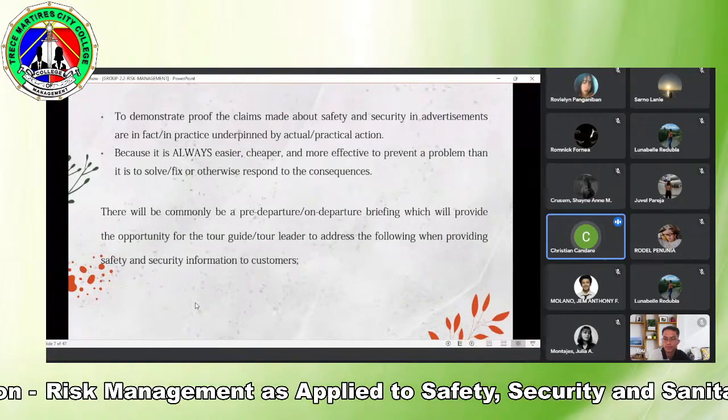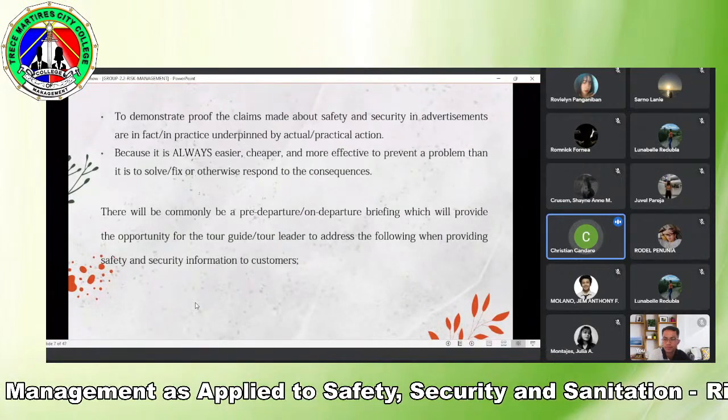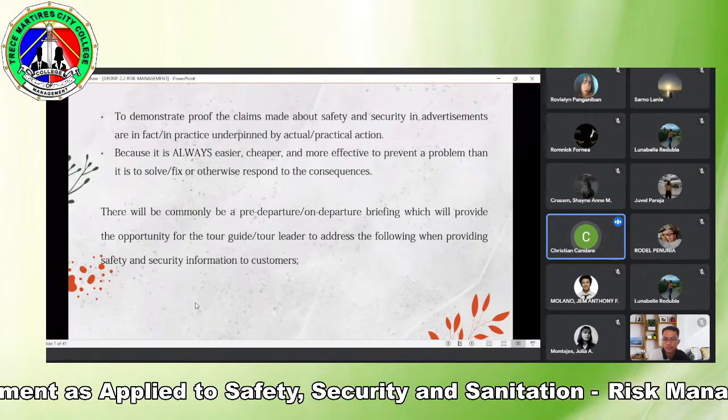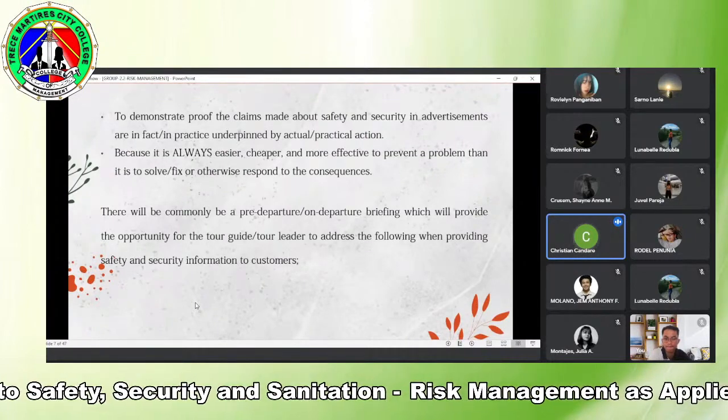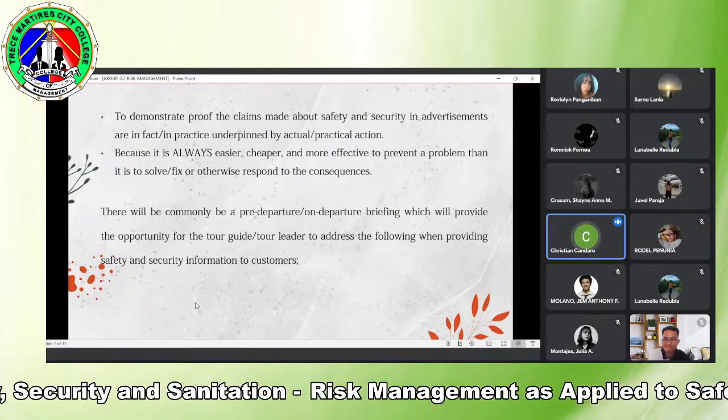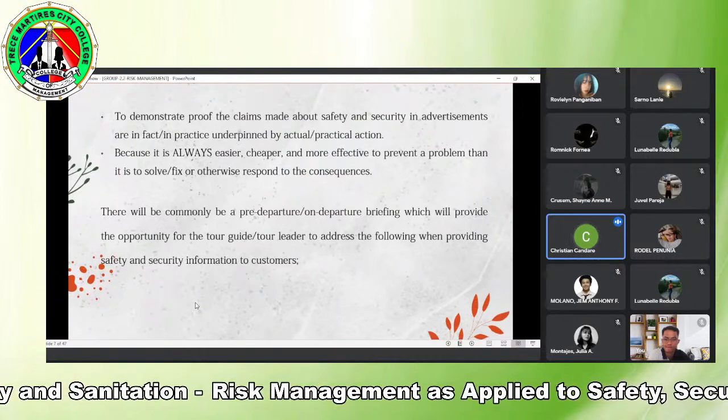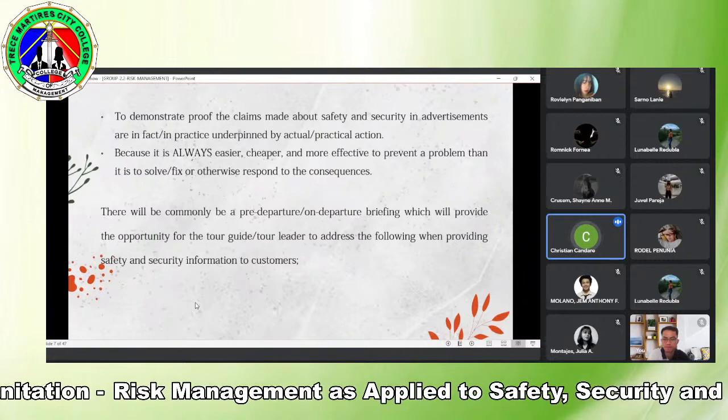There will commonly be a pre-departure or on-departure briefing which will provide the opportunity for the tour guide or tour leader to address the following when providing safety and security information to customers.